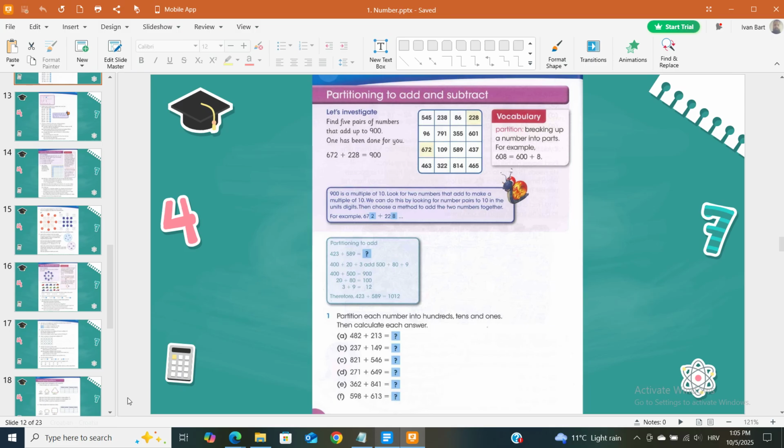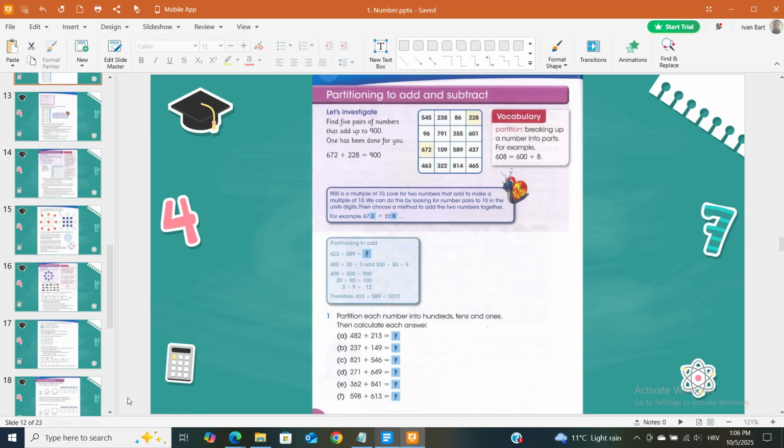Vocabulary. Partition: breaking up a number into parts. For example, 608 equals 600 plus 8. 900 is a multiple of 10. Look for 2 numbers that add to make a multiple of 10. We can do this by looking for number pairs to 10 in the units digits. Then choose a method to add the 2 numbers together. For example, 672 plus 228.